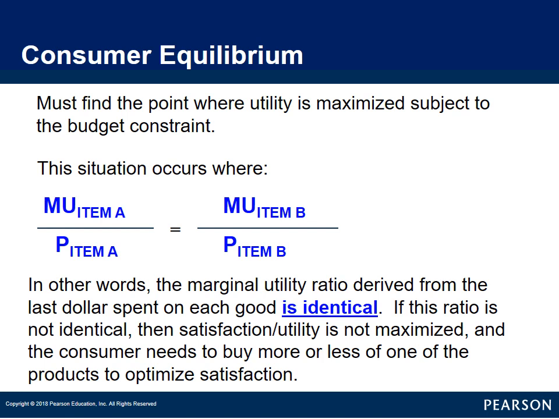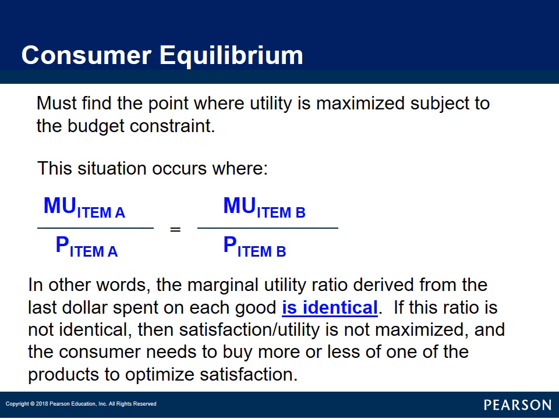Okay, so this slide is going to allow us to look at consumer equilibrium a little bit algebraically. So this is another way, instead of just looking at the graph for consumer equilibrium, you could look at this equation to determine the consumer equilibrium and to see if, given a situation, satisfaction is maximized.